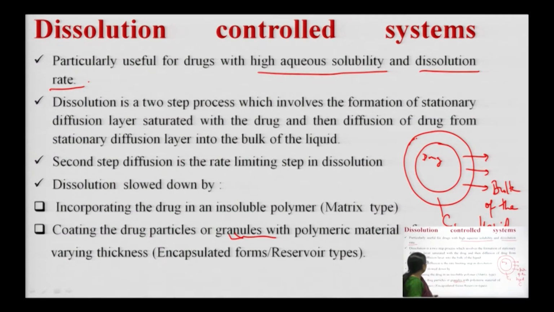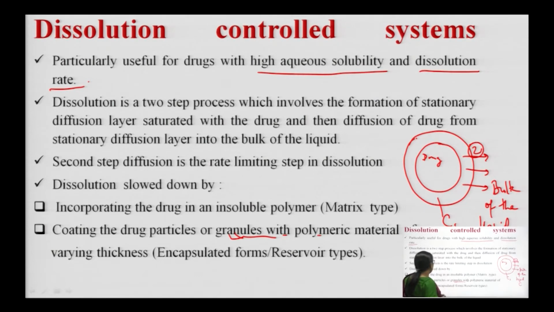So, this dissolution involves two steps, we can say: the formation of the stationary diffusion layer around the dissolving drug particles, and secondly the diffusion of the drug from stationary diffusion layer into the bulk of the liquid. The second step, that is the diffusion of drug from the stationary diffusion layer into the bulk of the liquid, is the rate controlling step or the slower step in the process. Having understood the dissolution process, let us look at how these dissolution controlled systems are devised.